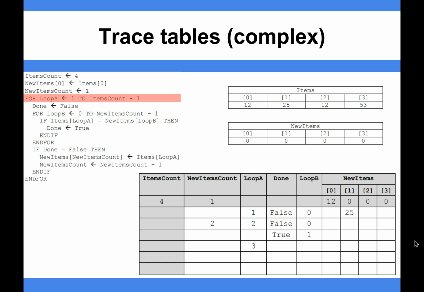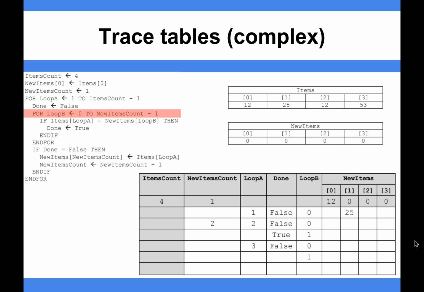I'm on my third instance of loop A now. So I put loop A to 3, done equals false. For loop B, 0 to new items count minus 1, so it's going to go from 0 to 1 again, because new items count, you can see, is 2. If items at loop A is 3, so if items at position 3, which is 53, it is equal to new items at loop B, so new items loop B is 0, which is 12. So 53 is equal to 12, which it isn't, so done doesn't equal true.